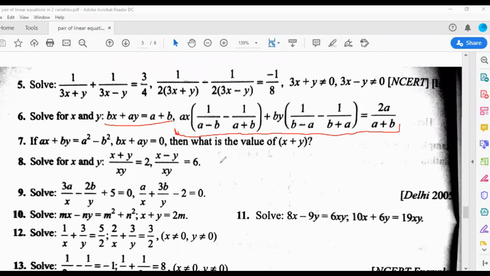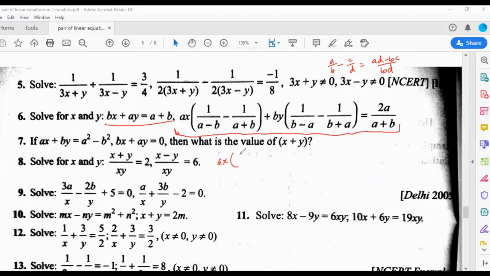If you subtract, how will the second equation come? 1 by (a minus b) minus 1 by (a plus b). So you want to cross multiply. What's the rule? a by b minus c by d is (ad minus bc) by bd, right? So what will come? (a plus b) minus (a minus b).